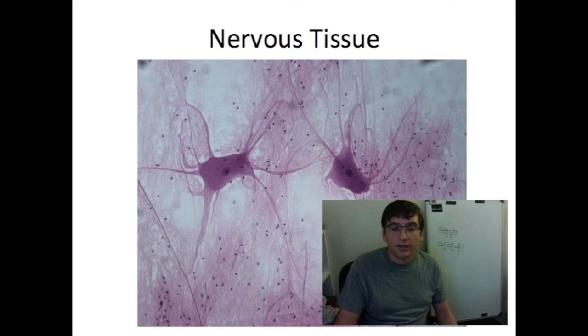Okay, so that's kind of a brief rundown. Make sure you study in your lab manual these different tissues, because you are responsible for being able to identify them on sight, and hopefully this has given you an idea of how to understand what they look like.